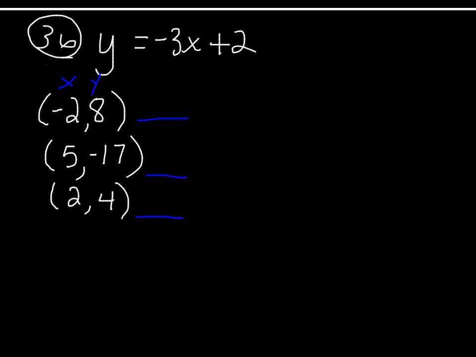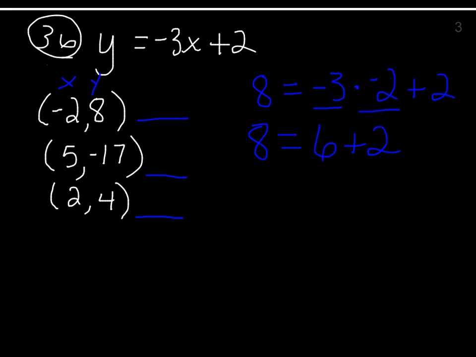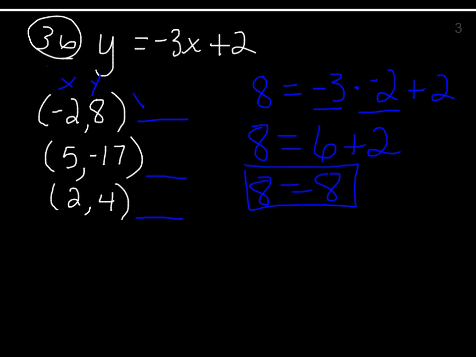So we have an 8 for y, so we're going to go 8 equals negative 3 times negative 2 plus 2. And then we just solve it to see if this works out. So we just do negative 3 times negative 2 is positive 6. And then we just keep going, and 6 plus 2 is 8, and we end up with a true statement. So this one is a point on the line.